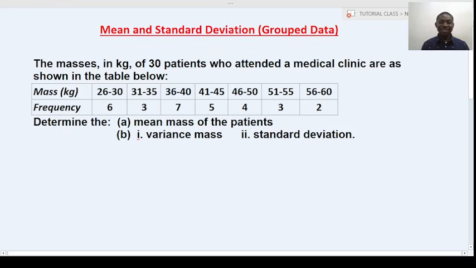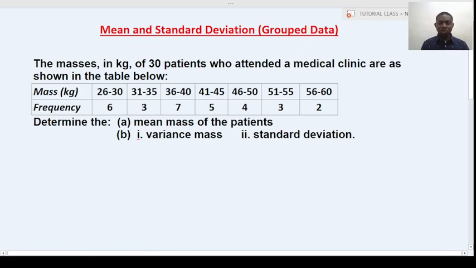Hello learners, in this tutorial we are looking at how to determine the mean and standard deviation for grouped data. We have a question here talking about 30 patients that attended a medical clinic, in which the table of their frequency is shown below. So we will be calculating the mean mass of the patients, the variance mass and the standard deviation based on the given data below.